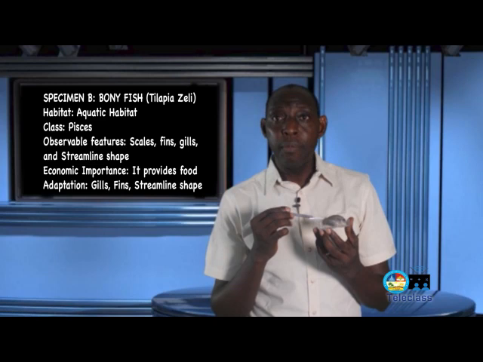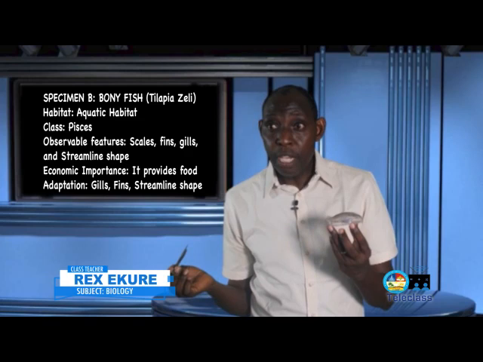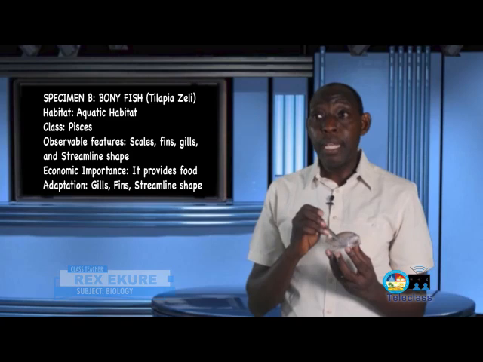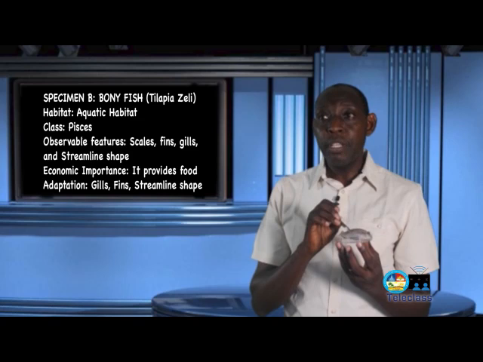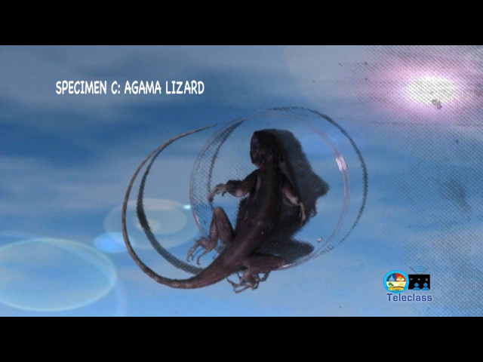And then they can ask you, does it have an economic importance? Yes. It provides food. That gives you the economic importance. They can also ask you about adaptation. How is this adapted? You mentioned the gills, you mentioned the fins, you mentioned the streamline shape. Another set of questions. Let me continue and bring one or two more specimens for you to take a look at. This is specimen C.